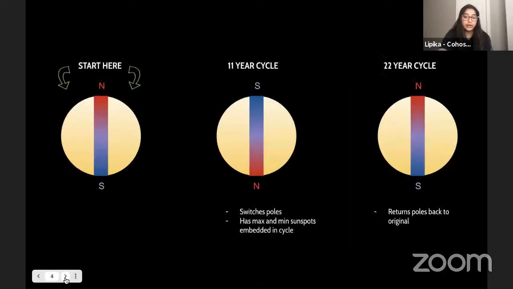In this diagram, we'll learn the difference between the 11-year cycle and 22-year cycle. Let's say we start with the sun facing north on the top and south on the bottom. As you can see, during the 11-year cycle, the poles switch. So now south is on top and north is on bottom. If we keep going, the 22-year cycle flips the poles again, and we end up back at our original position, which is north facing up and south facing on the bottom. Just to reiterate, the sunspot happens because of the pole flips. North becomes south, south becomes north, and this happens in an approximately 11-year period.